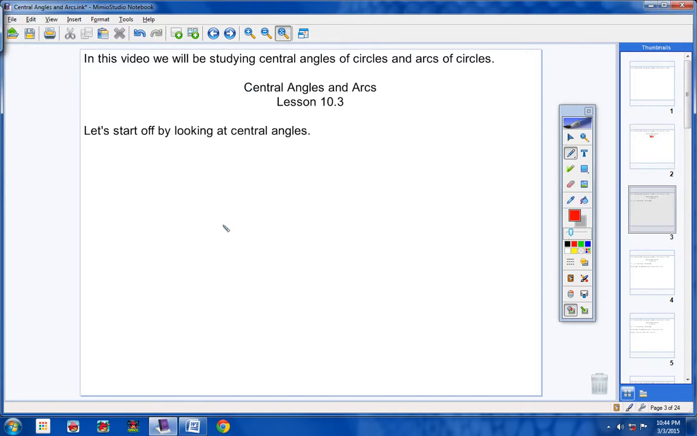Now moving on, let's start off by looking at central angles, okay? First of all, here's a definition you need to know, so please copy this in your notes. A central angle is an angle whose vertex is at the center of a circle, okay? An angle whose vertex is at the center of a circle. That is the definition of a central angle. Please go ahead and copy that down. I'll give you just a minute to do that. Central angle, an angle whose vertex is at the center of a circle.